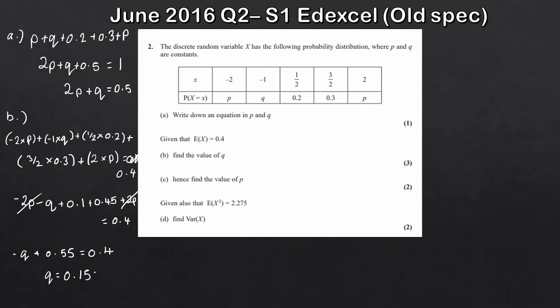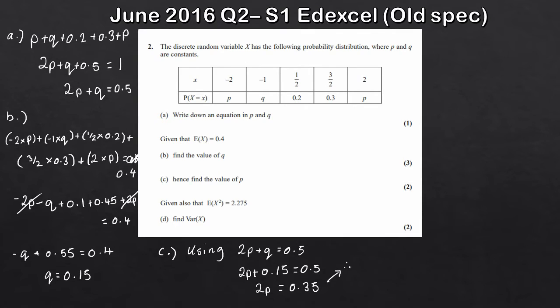But now we can work out the value of p as well. So part C. So hence find the value of p. Well, using what we previously had here, so 2p plus q is equal to 0.5. Well, if q is 0.15, like so, 2p plus 0.15 is equal to 0.5. I can subtract here to give me 2p is equal to 0.35.